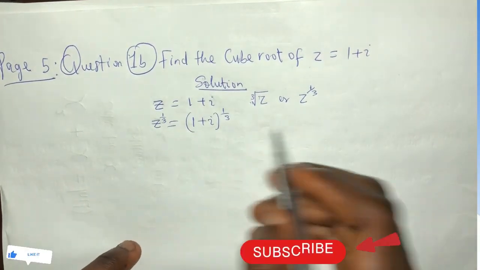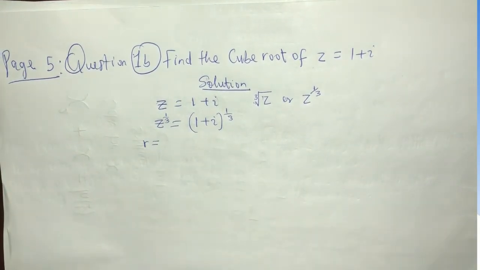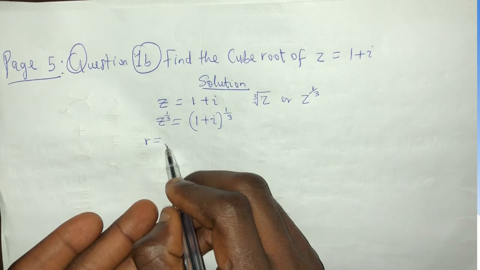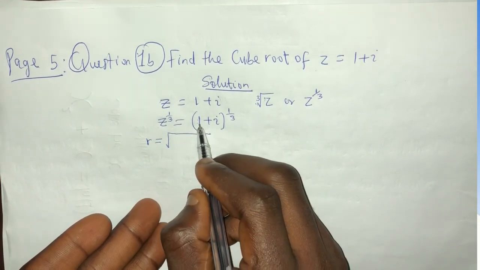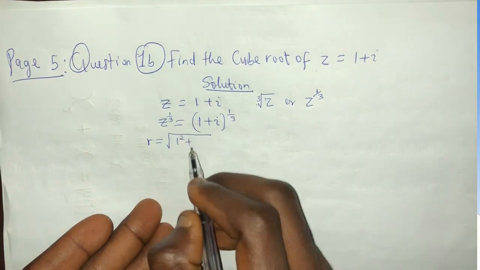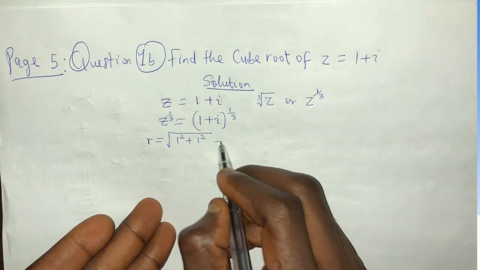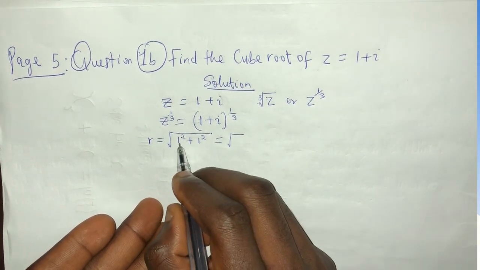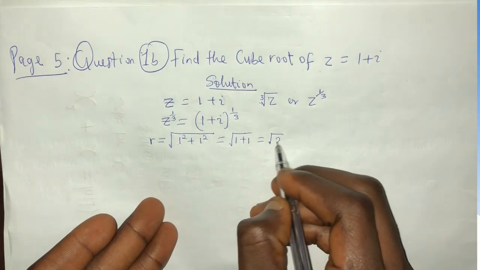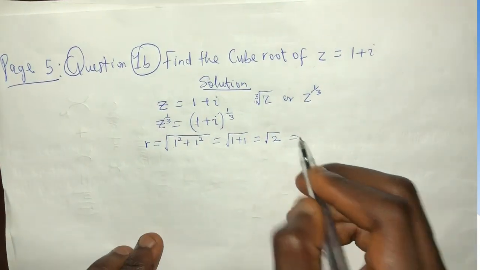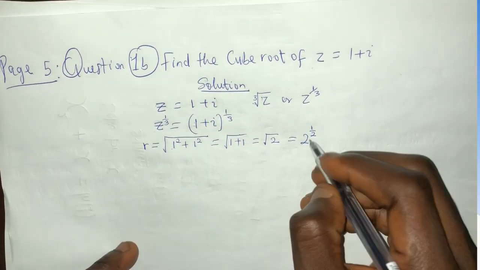So in this case, we can find our modulus. Why do I find the modulus? Remember in the previous video I told you that the modulus is equal to the square root of the real part squared plus the imaginary part squared. So we have 1 squared plus the coefficient, which is 1, squared. So that will be the square root of 2, right? And the square root of 2 we all know is 2 to the power of 1 by 2. That is it. So I've gotten our modulus.